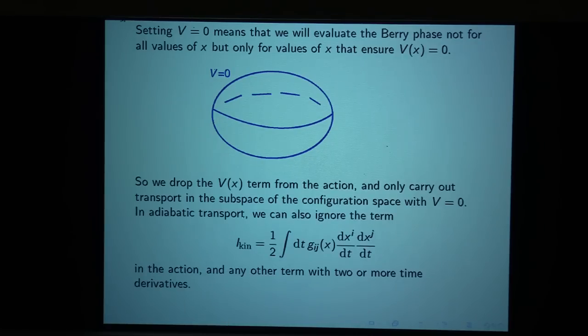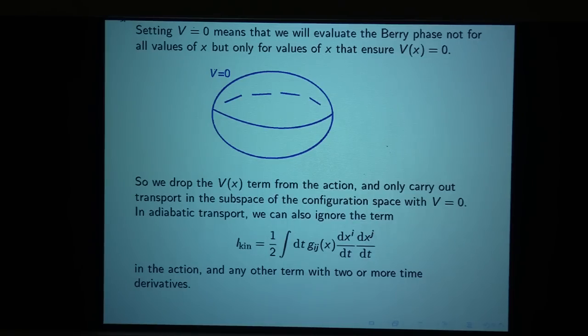In adiabatic transport, we can also ignore the kinetic term. By adiabatic transport, I mean we study the phase of the quantum wave function when we vary from one ground state to another. In adiabatic transport, but we're taking the semi-classical limit, so it will be classical transport from one point to another.